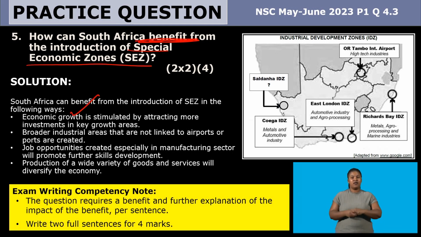Number 2, broader industrial areas that are not linked to airports or ports are created. Number 3, job opportunities will be created, especially in the manufacturing sector, which will promote further skills development. And lastly, production of a wide variety of goods and services, which will diversify the economy.